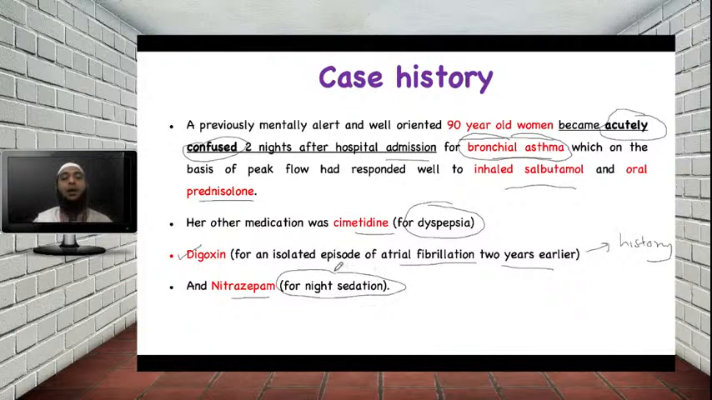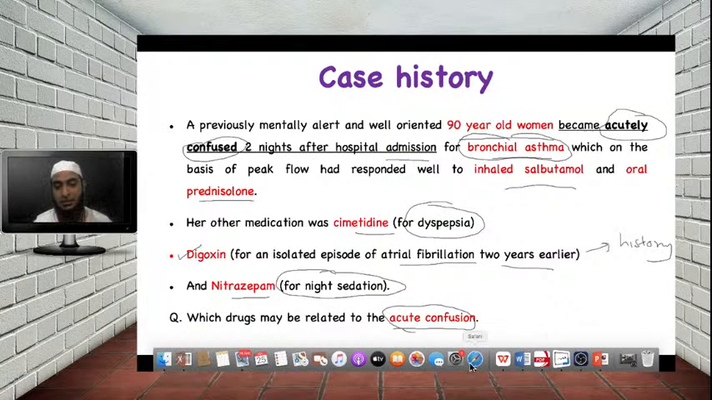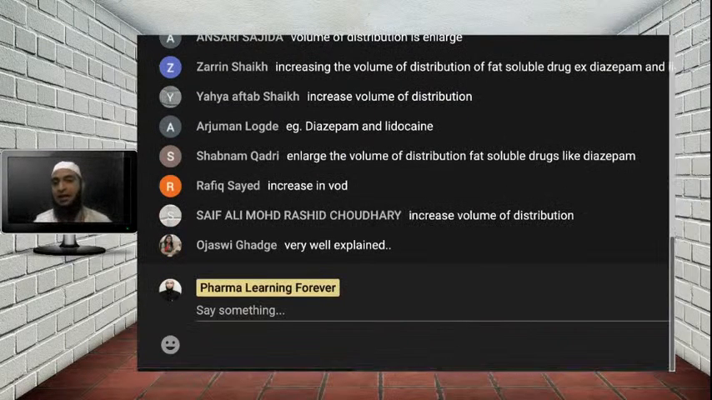Okay, so now my question is, out of these drugs, which drug is responsible for acute confusion? Just quickly write about the drug which is responsible for acute confusion. I am waiting for your answer in the chat box. We have seen about pharmacokinetic and pharmacodynamic parameters. Now based on the case study, apply your knowledge and identify which drug is responsible for acute confusion. Let's see who gives the answer.